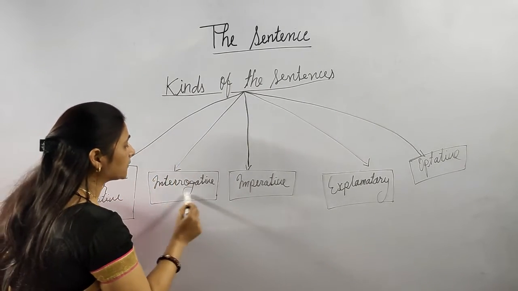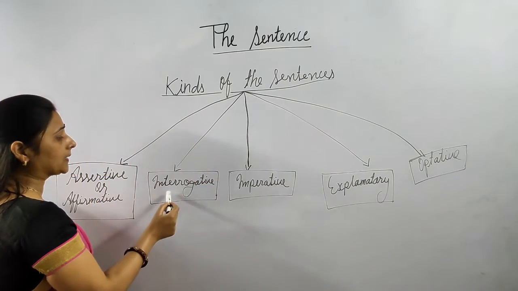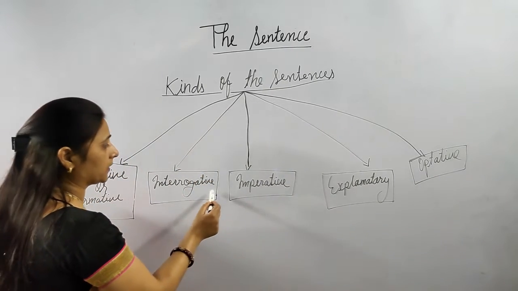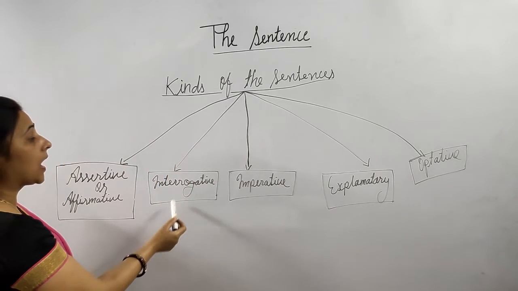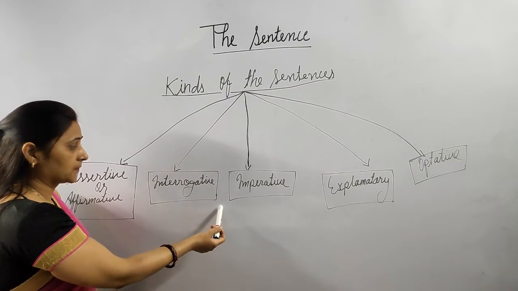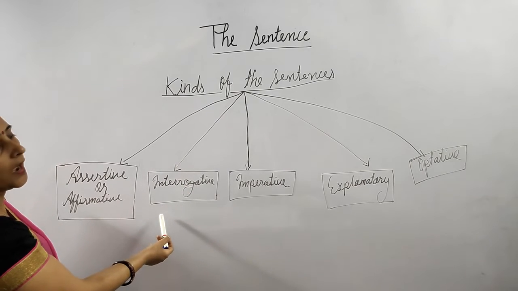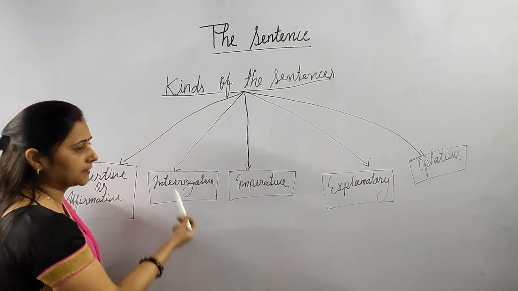Now move towards the interrogative sentence. It is the second kind of sentence, the interrogative sentence. A sentence that asks a question is called an interrogative sentence.